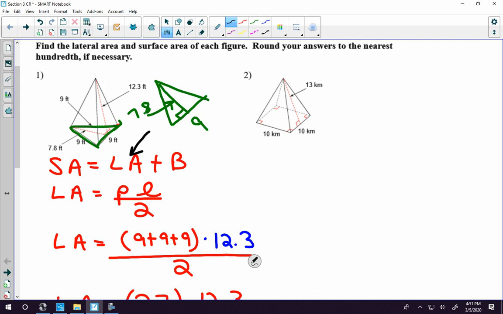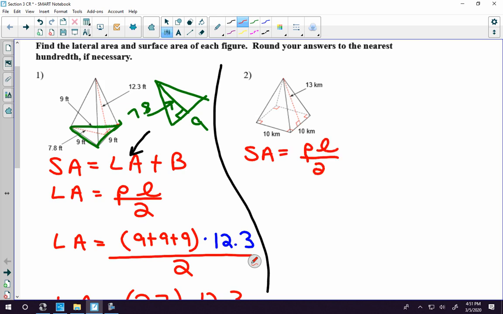Now, if we look at number 2, our surface area, once again, of a pyramid, it's going to be the perimeter of the base times the slant height divided by 2 plus the area of the base. I want you to realize when we get to the area of the base, it's not a triangle here. It's a square. So big B is not going to be the base times height divided by 2. Big B is going to be side squared because the base is a square.